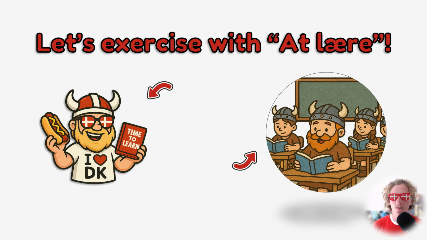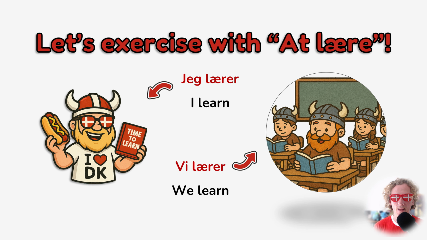Here we have the verb at lære. At lære, it means to learn. So take a moment, think about it. What do we want to do? How do we want to say this in the present tense? Try and guess, and then I'll give you a couple of seconds, then we take a look together. Exactly. We just add an R to the end. Jeg lærer, I learn. And for the plural form, vi lærer, we learn.